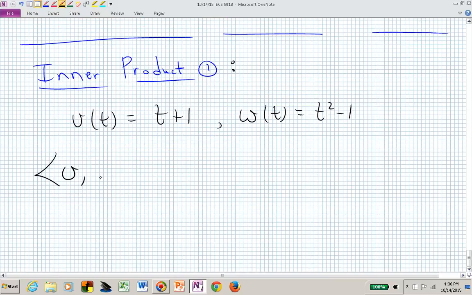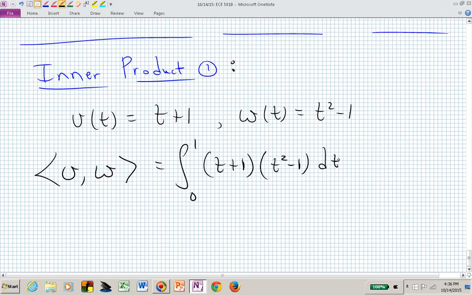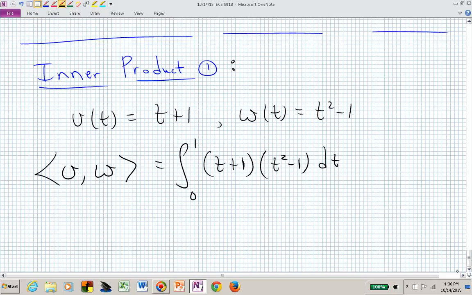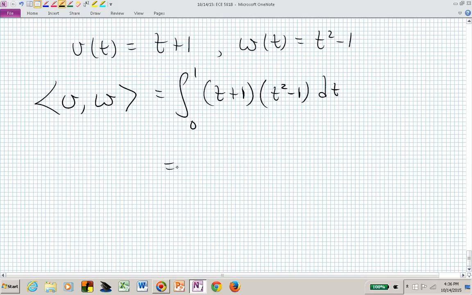Now we're looking at v comma w in the same slots. We haven't changed the slots. This is now the integral from 0 to 1 of v, which is t plus 1, times the conjugate of w, and these are real, so this is now t squared minus 1 dt. First, we have to remember how to multiply polynomials. So now we have t cubed, and now minus t, plus t squared minus 1 dt.